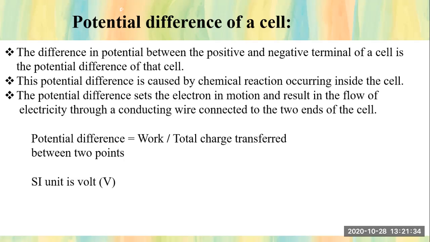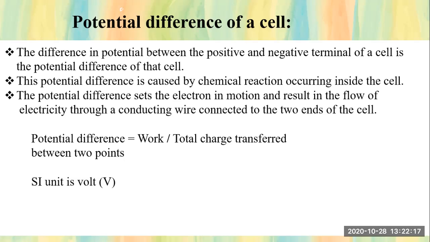Now you will tell me, ma'am, if there are two terminals, why are they having different potentials? So how is this potential difference occurring? This potential difference is caused by what? It is caused by chemical reactions occurring inside the cell. In the cell, whatever chemical reactions are occurring, due to this chemical reaction, there is a difference between the potential of the two terminals, positive and negative terminals. Okay, this much understood?